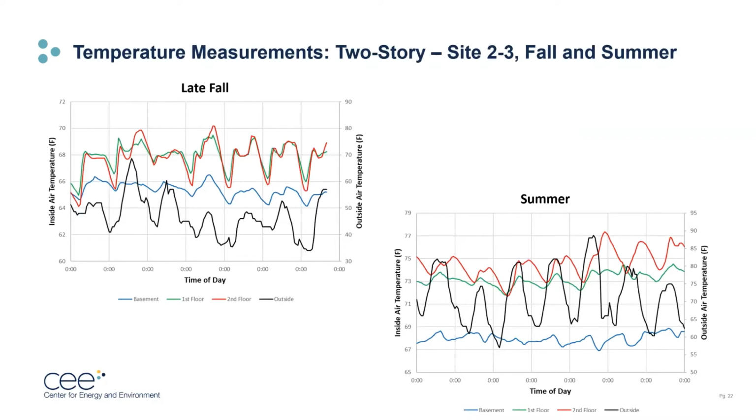For the chart on the lower right that shows a week of summertime temperatures, the second floor is often warmer than the first floor, indicating that there isn't enough cooling getting to the second floor. In addition, the basement is considerably overcooled. It's often 15 degrees cooler than the first floor.